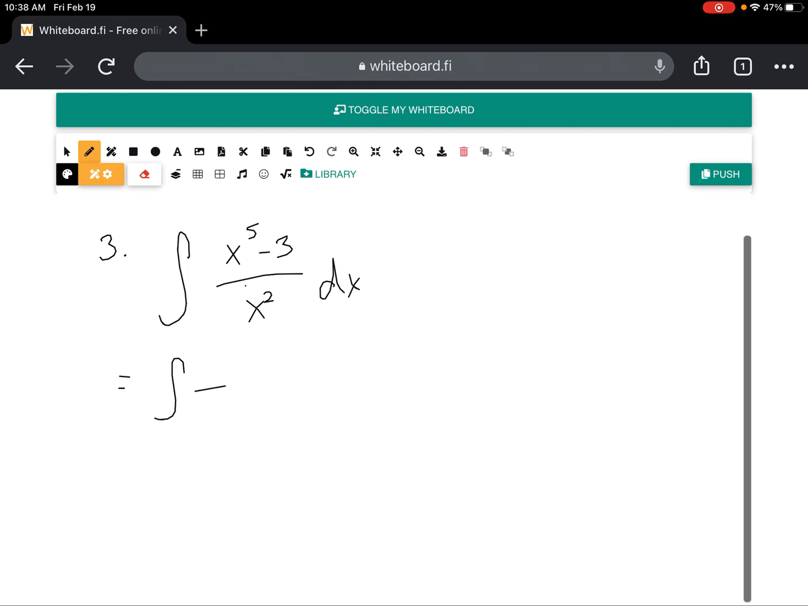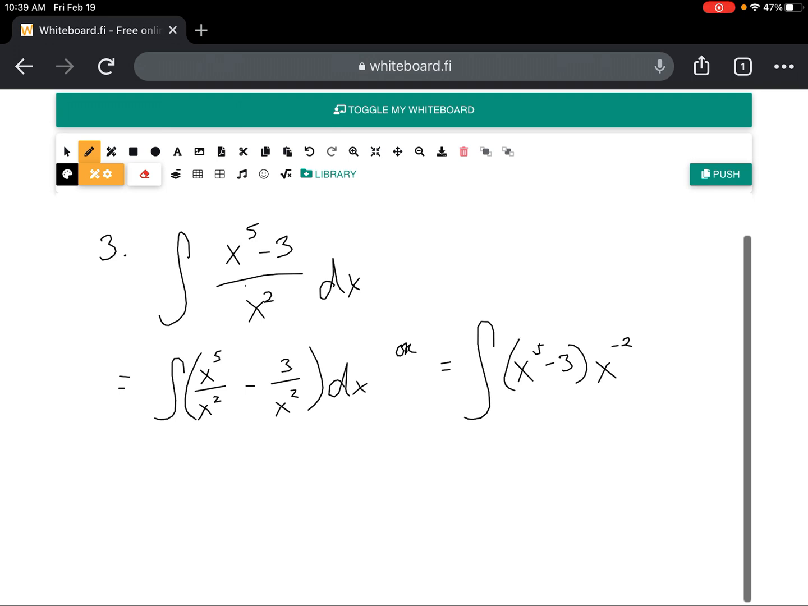We want to rewrite this integral in an easier way to manage, and there's a couple ways to do it. One way is to split this up into 2 separate fractions. We're allowed to do that because the denominator only had 1 term in it. Some of you might prefer to do it this way instead: x to the 5th minus 3 times x to the negative 2, so you bring up the x to the 2nd power, and then you distribute the x to the negative 2nd power. Either of these is the exact same thing, just different methods. You choose which one you want to do.